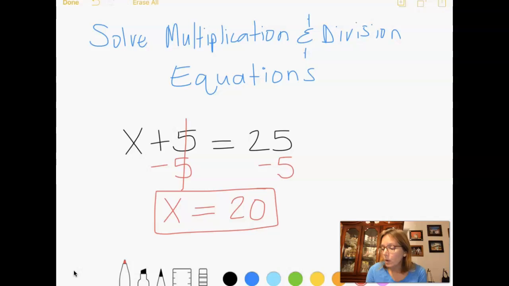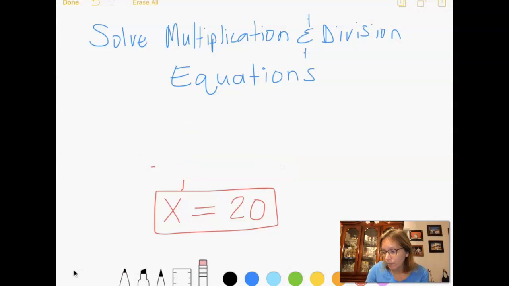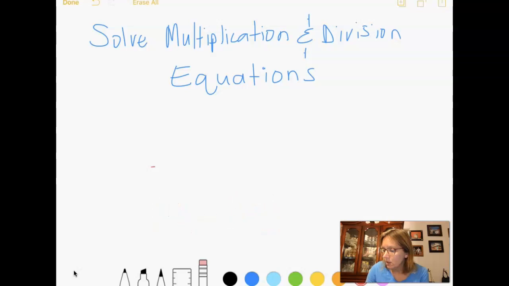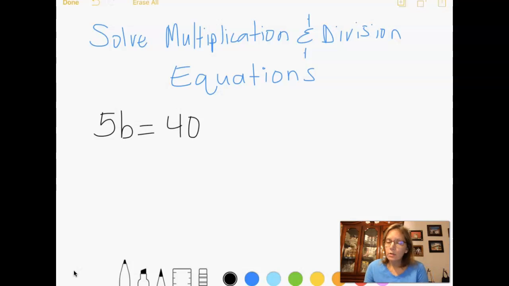Now, we're going to look at multiplication and division. So let's start with this first example. I have 5b equals 40. So first you need to know that when a number is written next to a variable, that means multiply. So 5b means 5 times b.